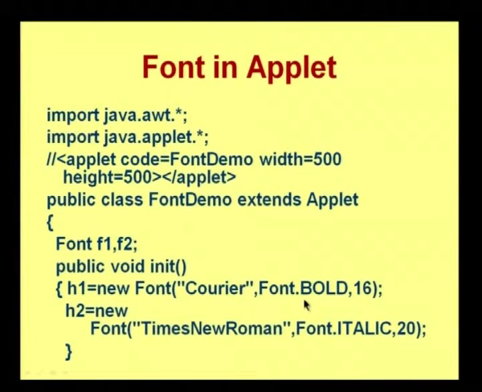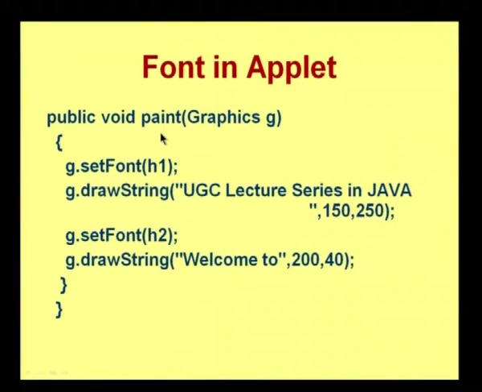One is Courier, Font.BOLD, and then the size. Again I have another Font class object where I have specified Times New Roman, Font.ITALIC and 20. So here you can see two different fonts. This could be used inside your applet wherever you like. For example, in HTML we have an option to specify that heading 1 should be of this type and this size, and when you go to subheadings, normally the size and the font type differ.